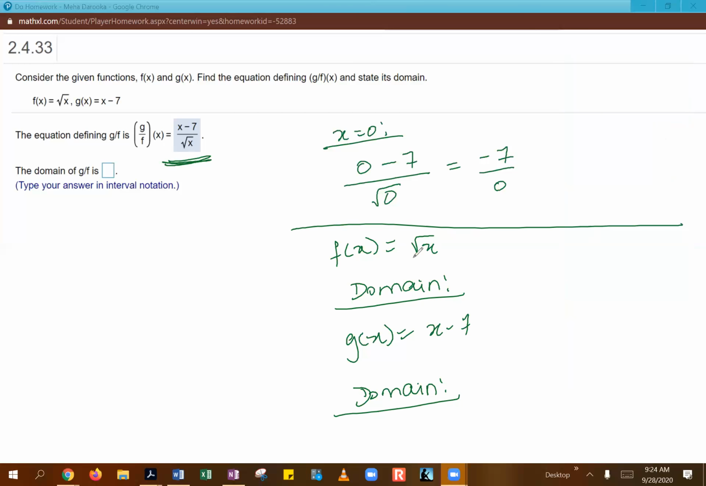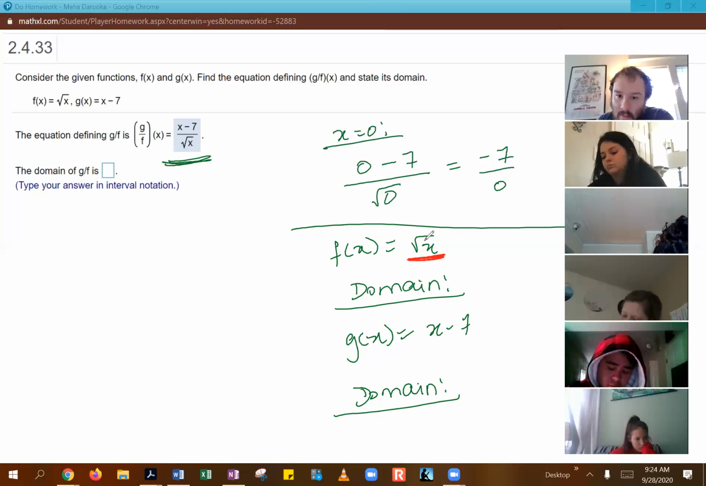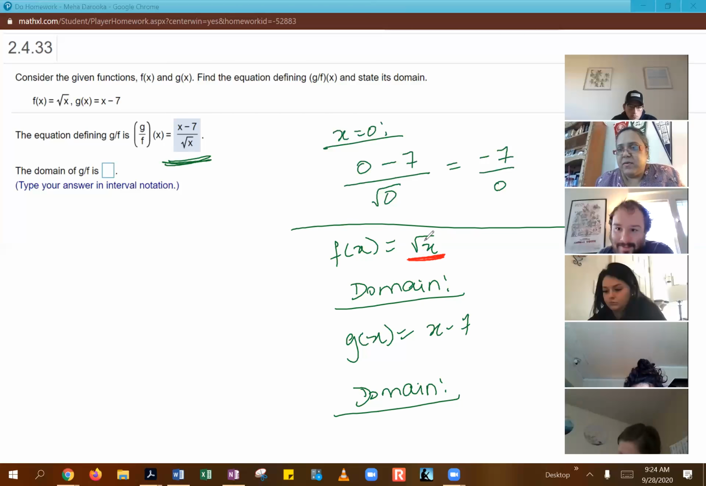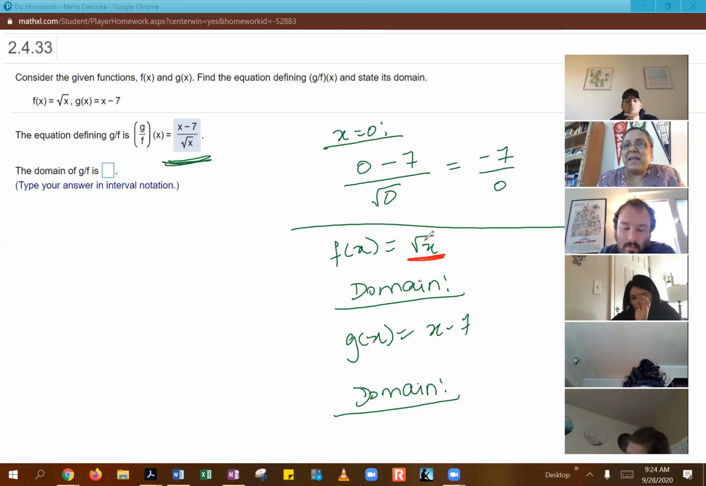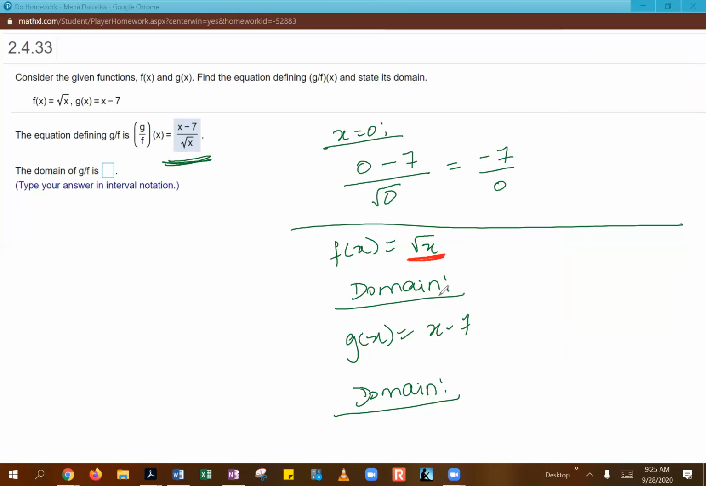So let's think about that. What do you think happens with the square root of x when we start putting negative numbers in there? Somebody's got to remember that, right? What did we say for square root functions? They would become imaginary numbers. And remember, domain is always in terms of real numbers.